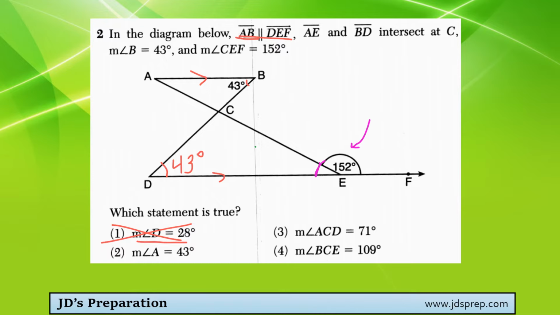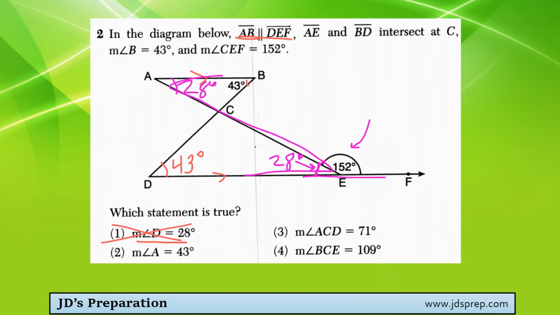Now over here, we're dealing with two supplementary angles. We know that they'll add up to 180 degrees because they form a straight line. And so to figure out this pink angle here, we would take 180 and subtract 152 to get 28 degrees. Now again, we can use alternate interior angles here to notice that we have a backwards Z here, showing that angle A is going to be the same as the angle that we just figured out, being 28 degrees.